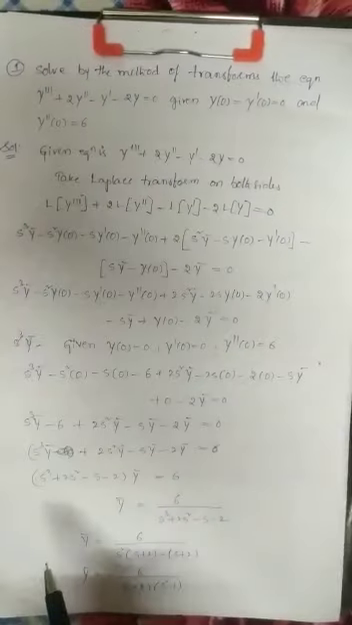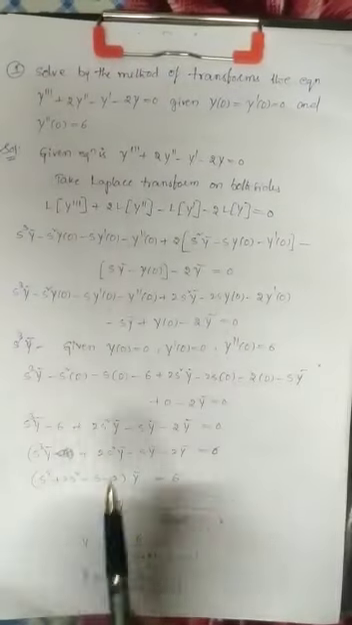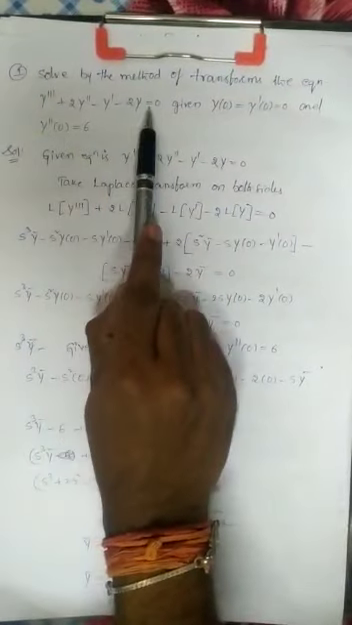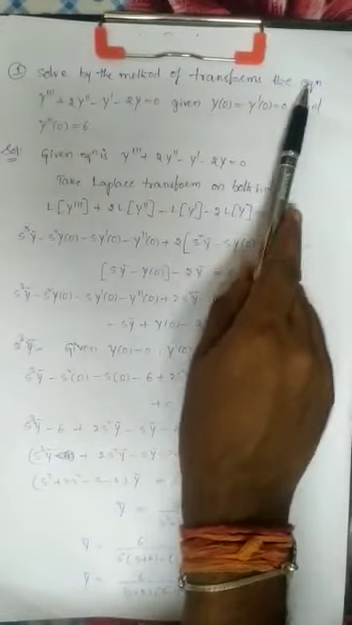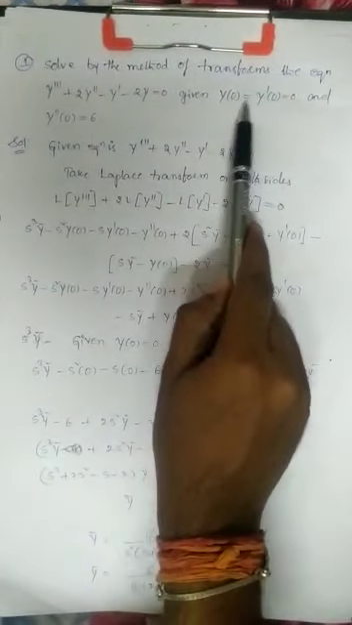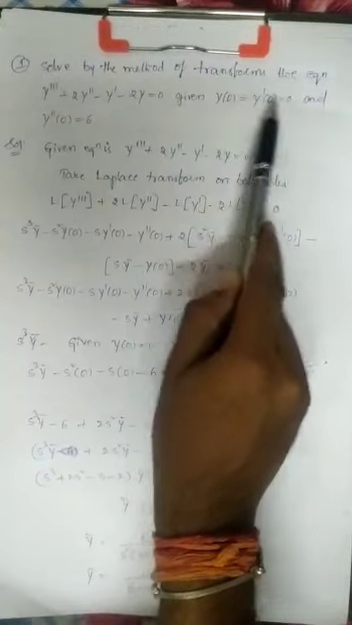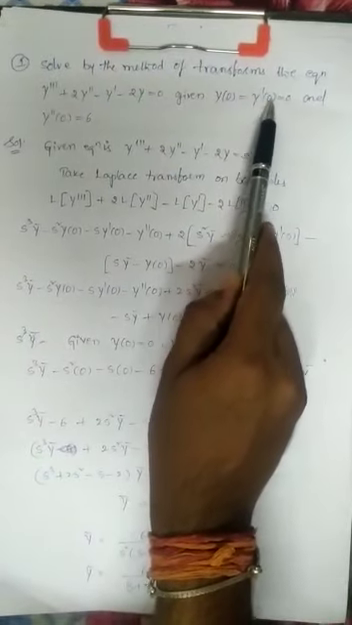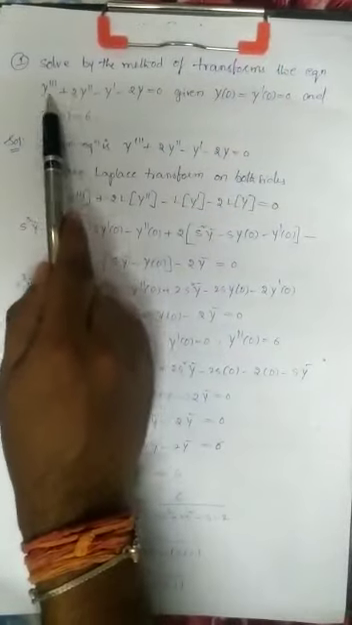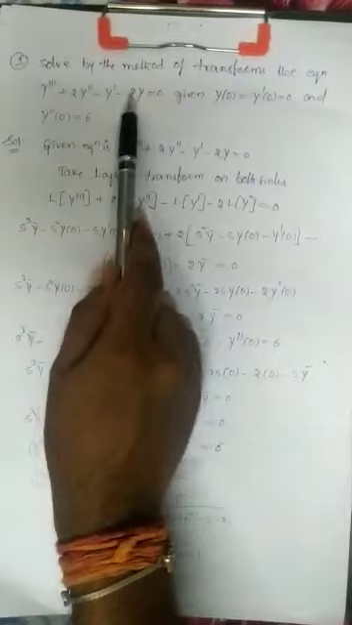Let us see one problem here. Solve this differential equation by using the Laplace transformation method. This is the given differential equation, write it down, and these are the initial conditions: y of 0 is 0, y dash of 0 is also 0, and y double dash of 0 is 6. These three are initial conditions and this is the given differential equation.